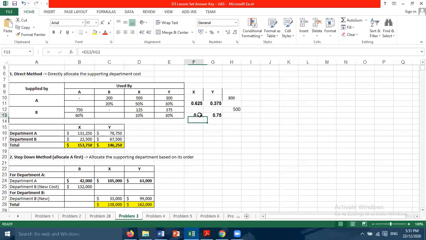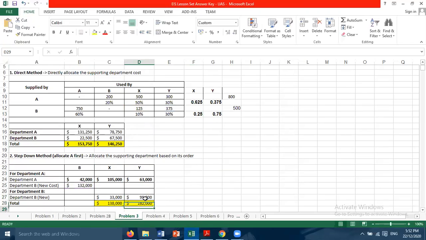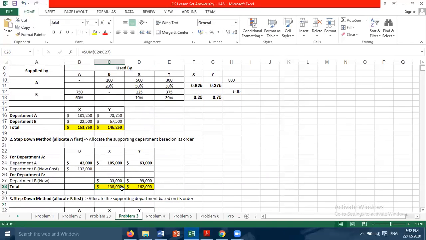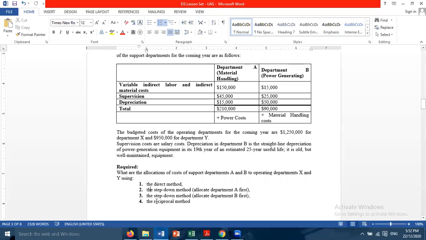In this case, they will have a weighting of 25% and 75% right here. So 132,000 times 25% will get 33,000. Whereas 132,000 times 75% will get 99,000. So once we get all this, we'll have the total cost for X and Y here. So this is the step-down method if we allocate A first. However, question 3 states that we are required to find the answer using the step-down method if we allocate department B first.